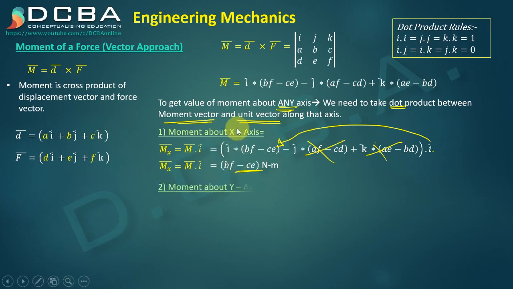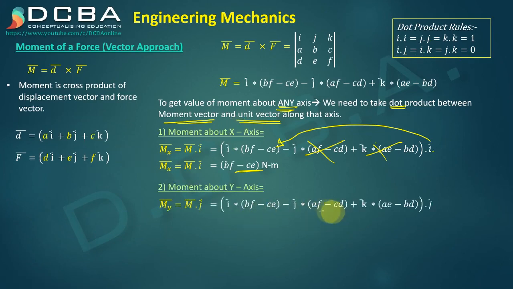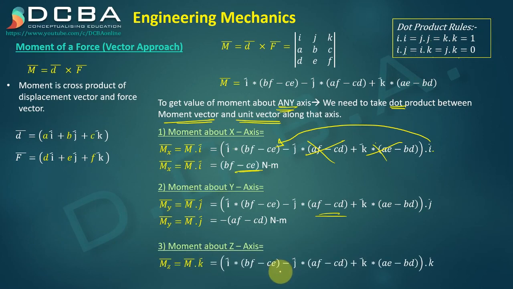Similarly, I can find the value of the moment about the y-axis, which is the negative of af minus cd, because there is a negative sign here, and the moment about the z-axis will be M bar dot k cap, which will be ae minus bd. All these values will have their respective units, whether newton meter or kilonewton meter, or whatever the units of force and distance you are taking into consideration. So this is the concept of the moment of a force in vector form.